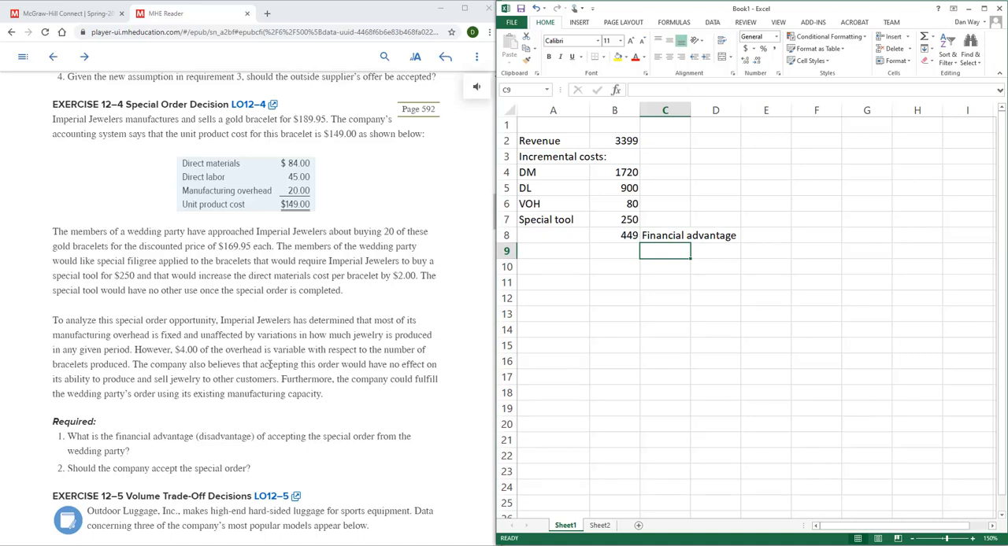So part two, should we accept the special order? Yes, they should, because that's greater than zero. There is potential incremental profitability to be made from that special order. And that's essentially what all of our special order decisions boil down to.